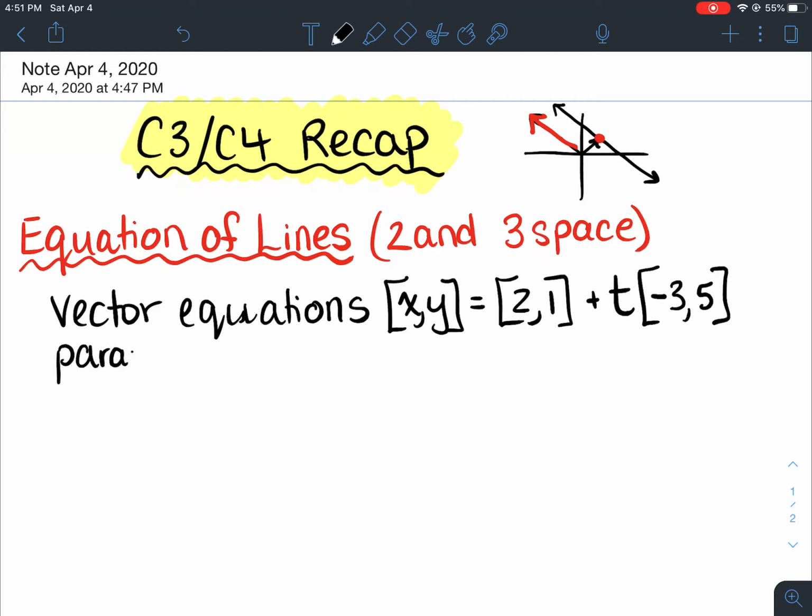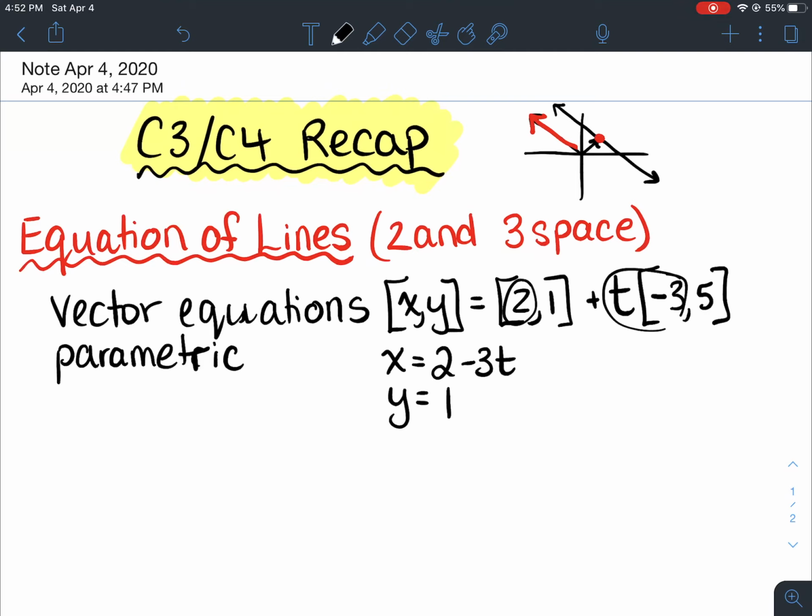And then parametric equations, they're just when you isolate the x, y, and possibly z if it's in 3 space. So it's where you just take x equals 2 minus 3t, and y equals 1 plus 5t. So those are parametric. And in 3 space, we would just also have a z component.